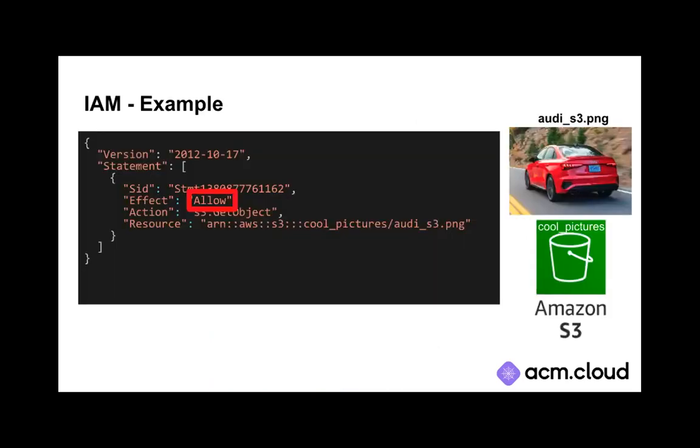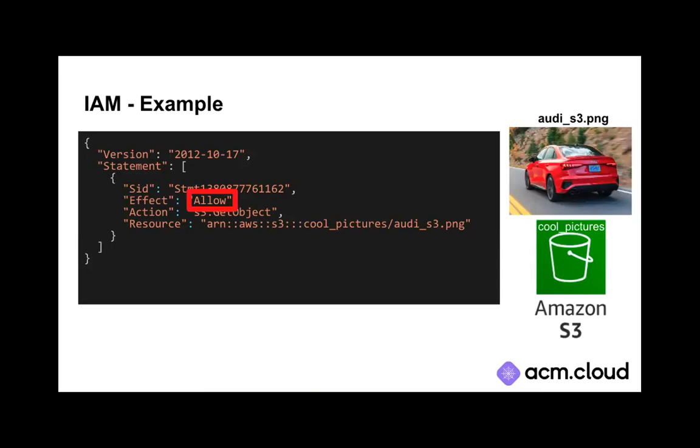This is an example of what it would look like if you had an IAM JSON file to configure what kind of permissions a user could have. Don't worry too much about the actual details, but what's important to know is the effect, action, and resource. Effect is saying you're either allowing or denying the user to do a certain thing.